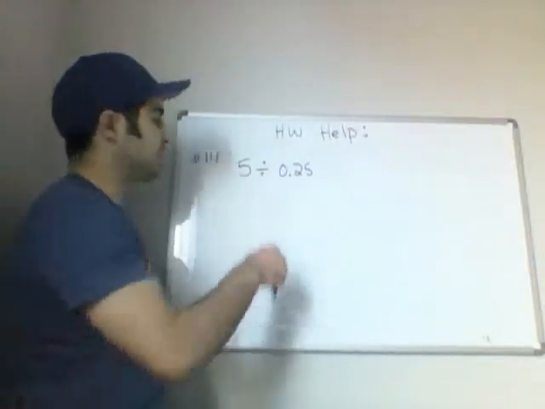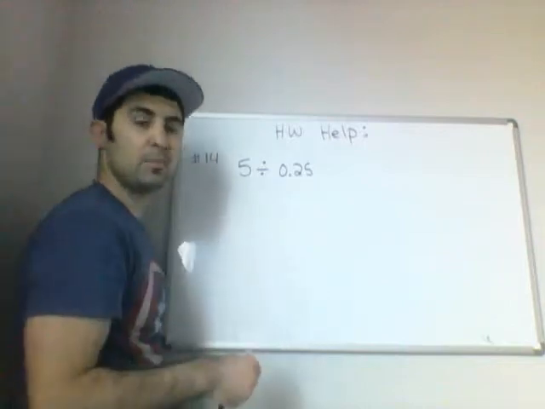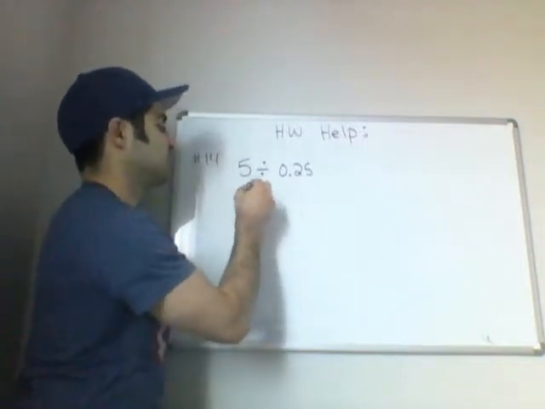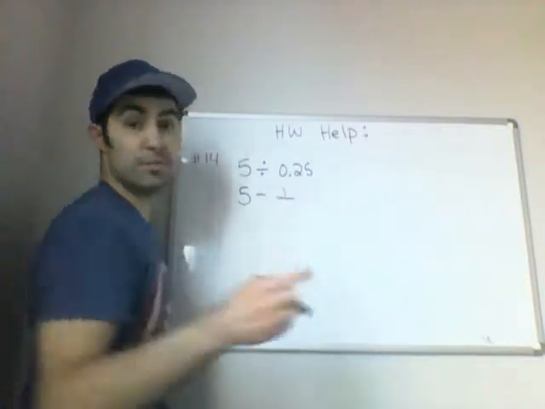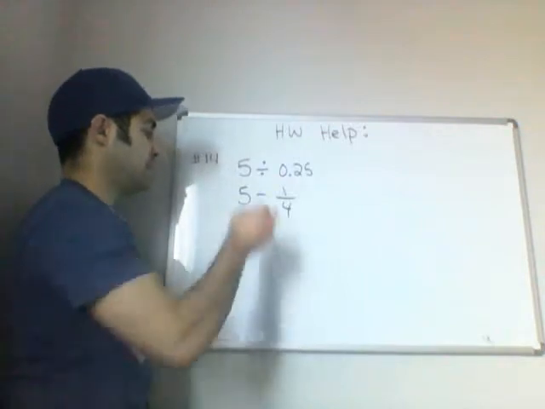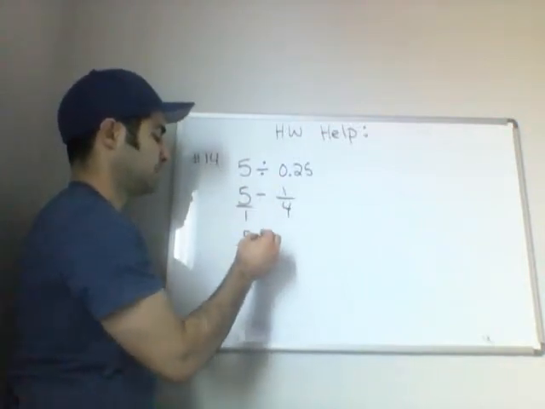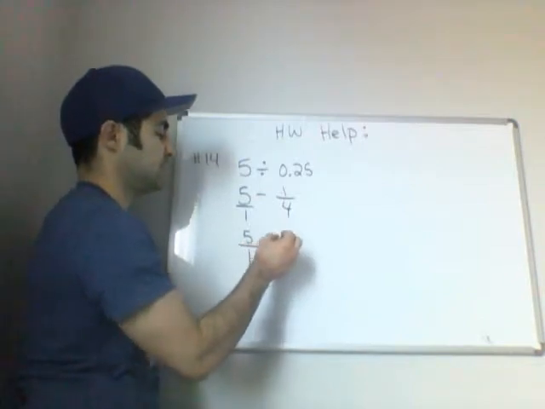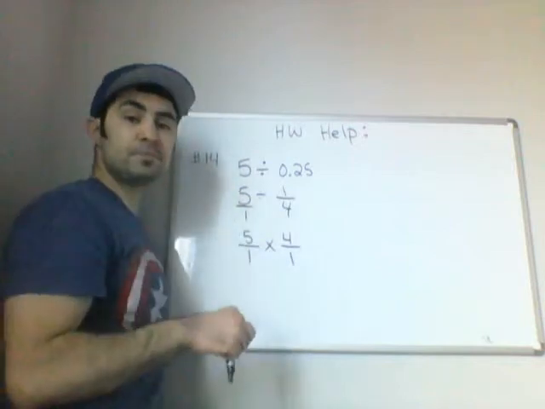All right, number 14 is 5 divided by 25 hundredths. Well, what I like to do is I like to change this to a fraction. We know that 25 hundredths, you should memorize, is 1/4. Okay? Now I'm going to put that over 1, and then I'm going to keep the first one, change that sign, and flip 4 over 1.